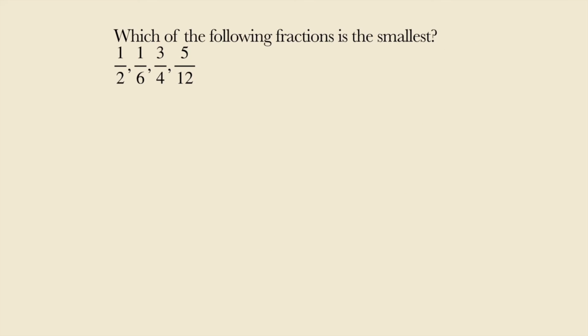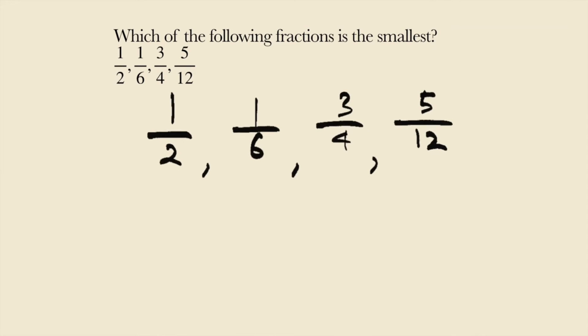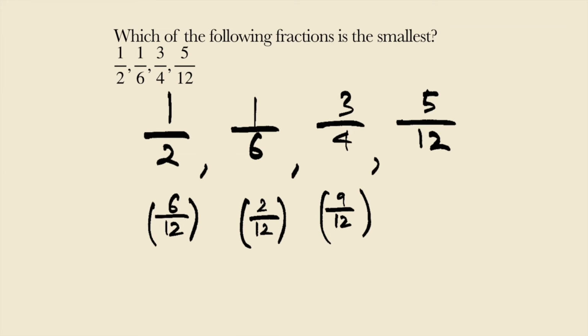So which of these fractions is the smallest? Well, look at the denominators. They can all be turned to 12 quite easily. If you want to, you can turn all the numerators to 15. That's fine too. So let's turn all of them to 12 as the denominator, which is the smallest.